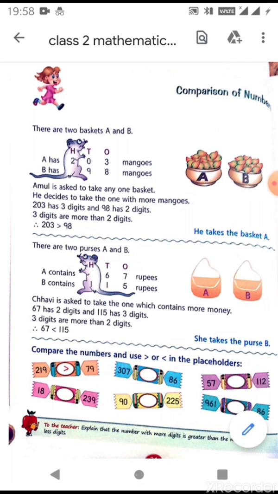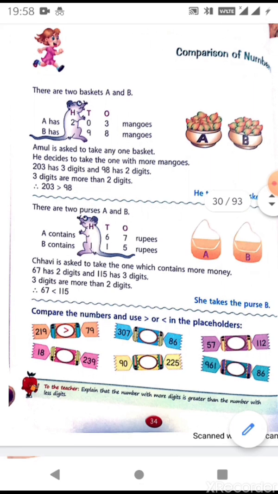In the previous class, we did place value and face value. The difference is that place value tells us whether the digit is at ones place, tens place or hundreds place, and face value is the digit itself. Then we did formation of numbers, how we can form a 2-digit number or 3-digit number using given digits with or without repeating the digits. In this class, we will do comparison of numbers.